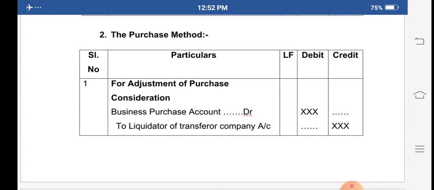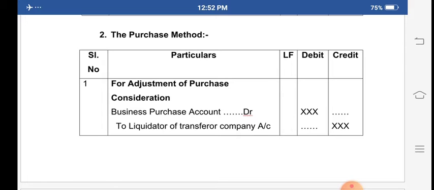One more thing: under this purchase method, all the assets and liabilities taken over by the transferee company are recorded at agreed values. And if there is any difference between the purchase consideration and the net assets of the transferor company, it is adjusted in goodwill or capital reserve. This is a very important thing.